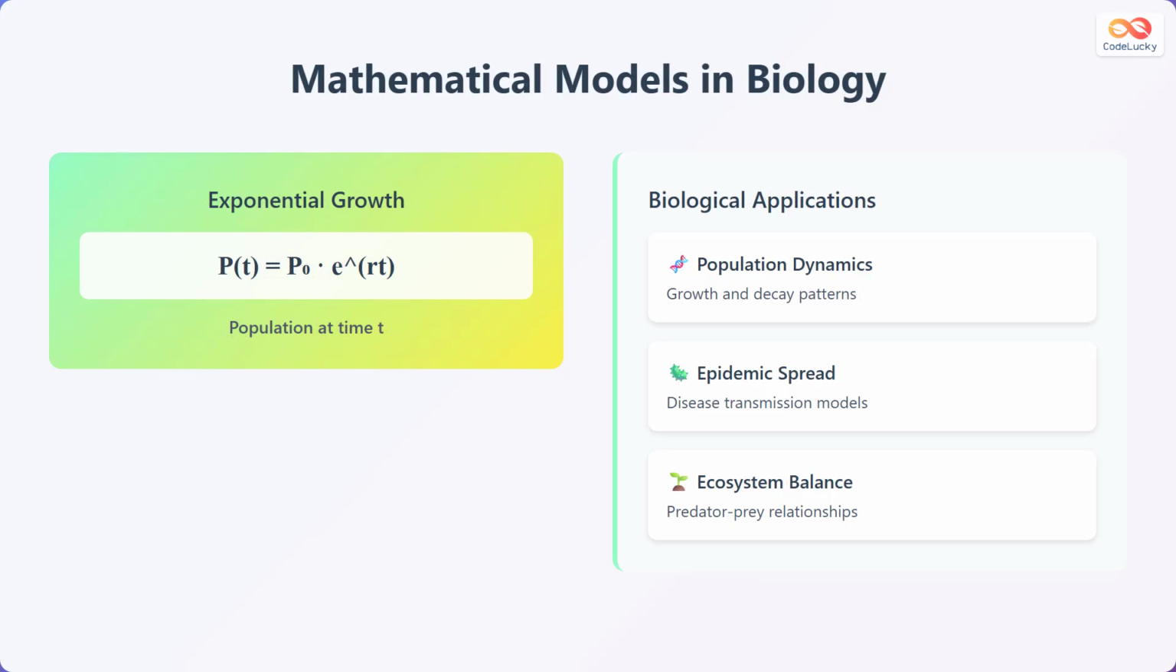Biology also benefits greatly from mathematical models. One common example is the exponential growth model, which is represented by the equation P(t) = P₀ e^(rt), which helps us to understand the dynamics of the population with respect to time t. This formula is used to describe how populations grow over time. Biological applications of mathematical models include population dynamics, epidemic spread, and ecosystem balance.